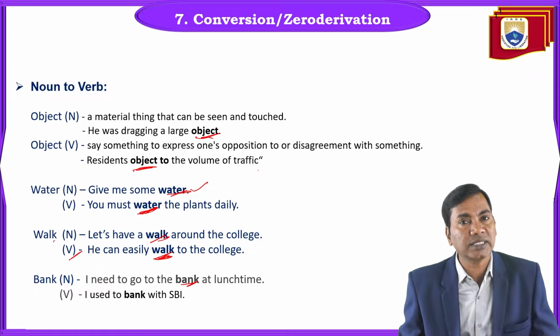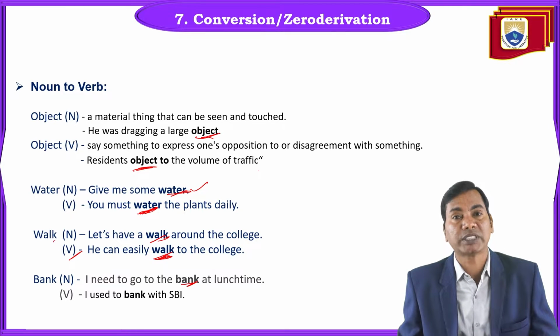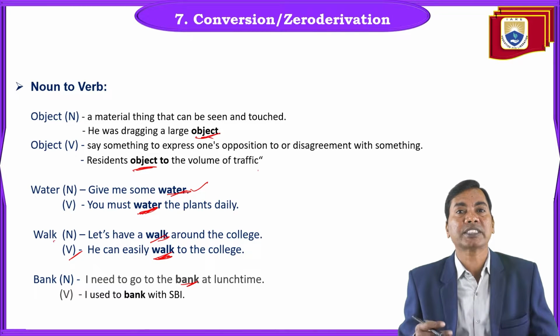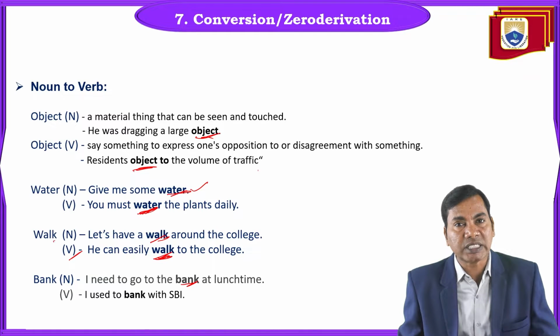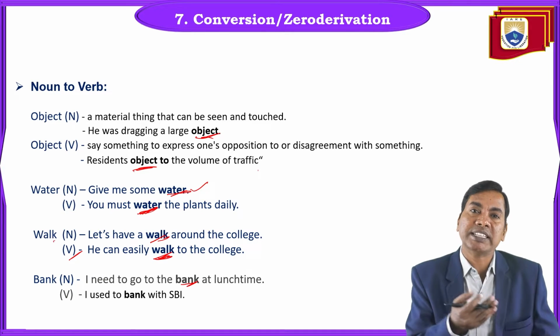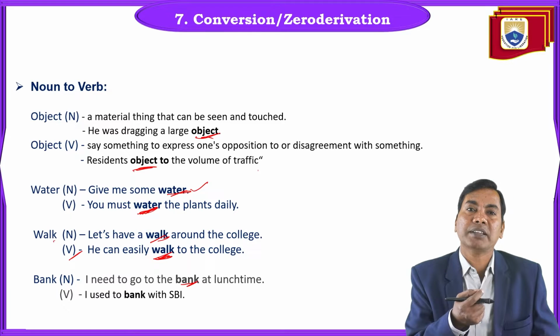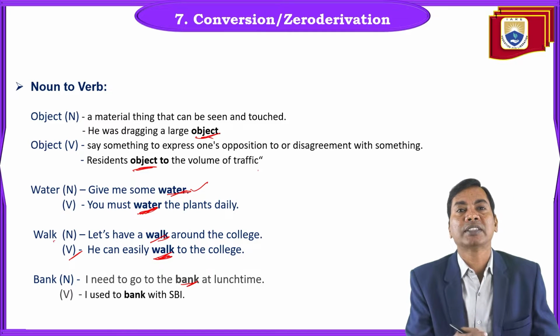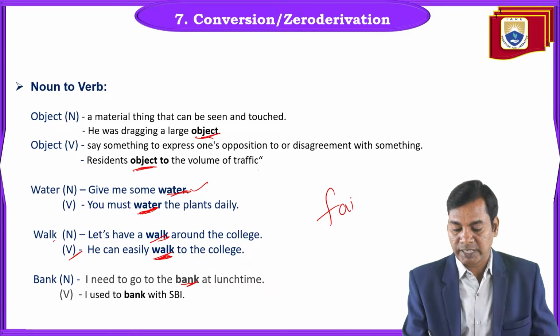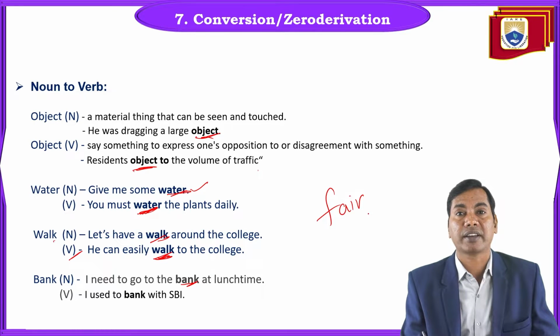So here there is no change in spelling, no change in pronunciation, but a change in meaning. Sometimes pronunciation may change. So zero derivation means no change in spelling, but change in meaning. We do not derive any new word from the existing word, but the same existing word can be used with many other meanings. I can give one more example, like fair.